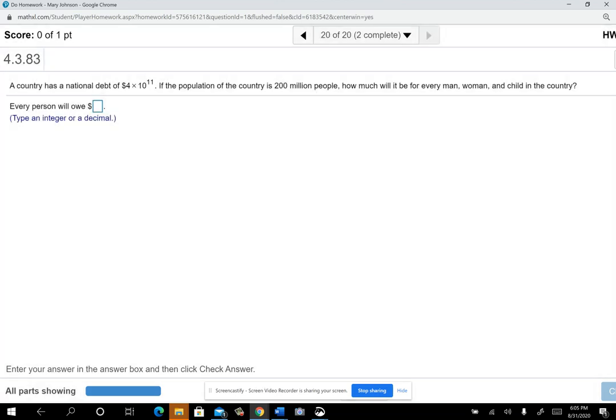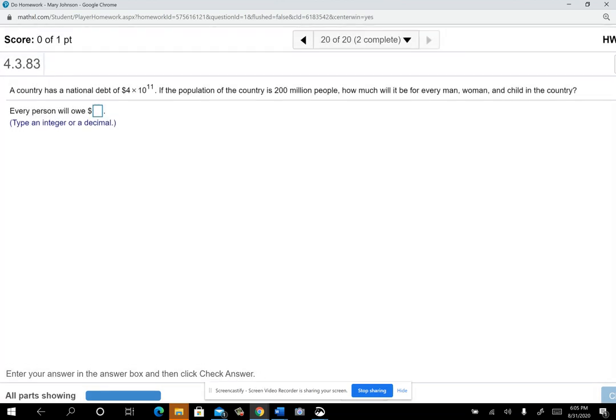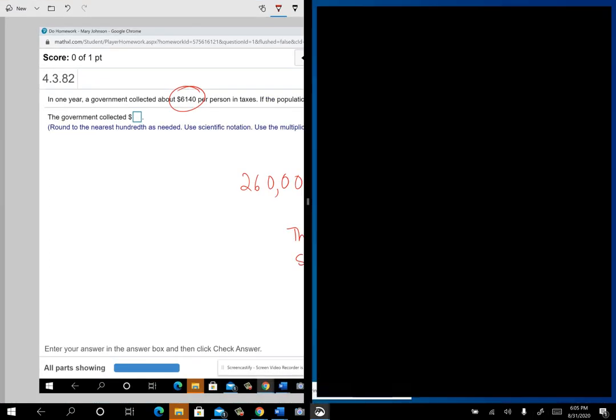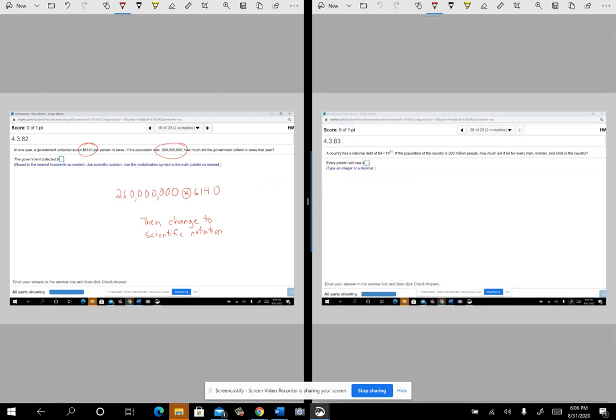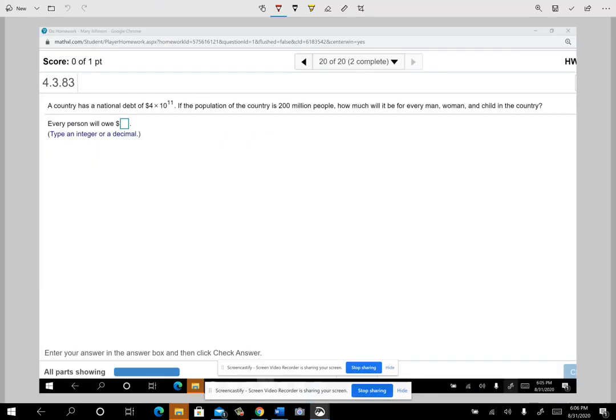Okay. All right, so now the next one starts out with a number in scientific notation that represents the debt of some country. And that's 4 times 10 to the 11th. So that's like 4 with a whole bunch of zeros after it. And the country has a population of 200 million people. And it says, how much will it be for every man, woman, and child in the country?